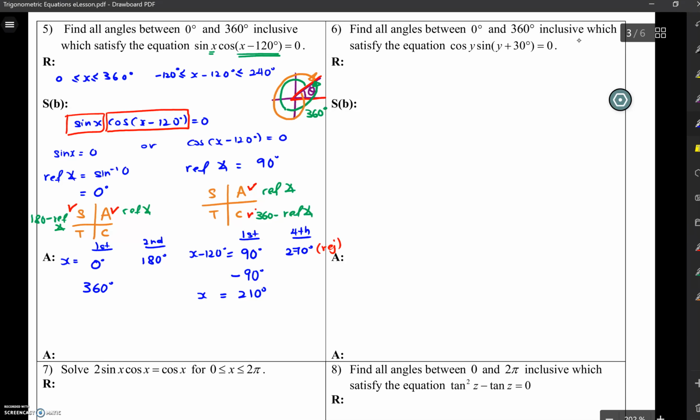Next one, negative 90 plus 120 degrees, you will just get the answer 30 degrees. Sorry, I wrote it in the wrong part. It's negative 90 degrees.